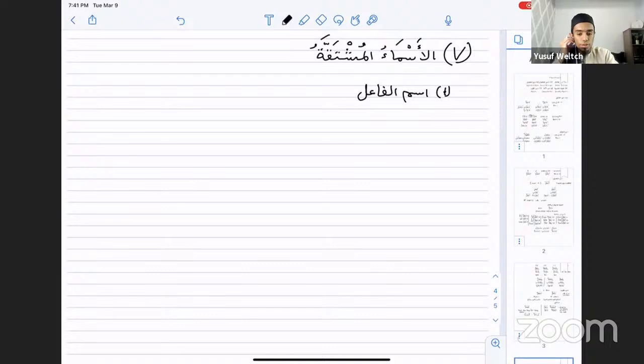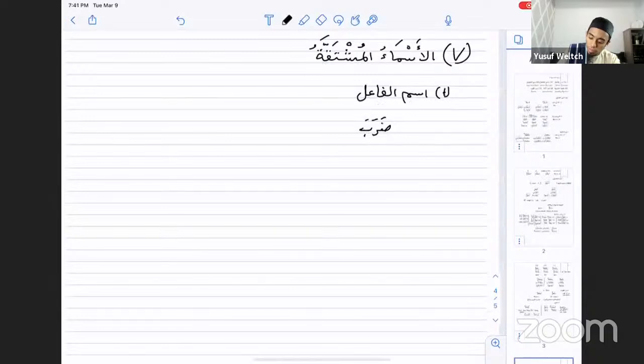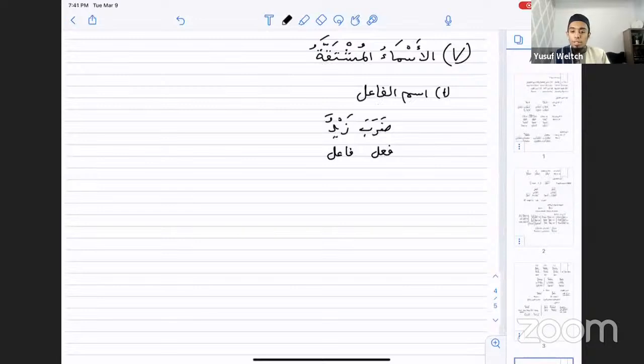So it's a noun. Is it the doer? Yes, it's the doer, exactly. Right, so it's a noun that denotes the active participle in the equation. So when we're talking about a verbal sentence, like if I said daraba zaydun, in this sentence daraba is a verb, and zayd is the fa'il, the doer, right?